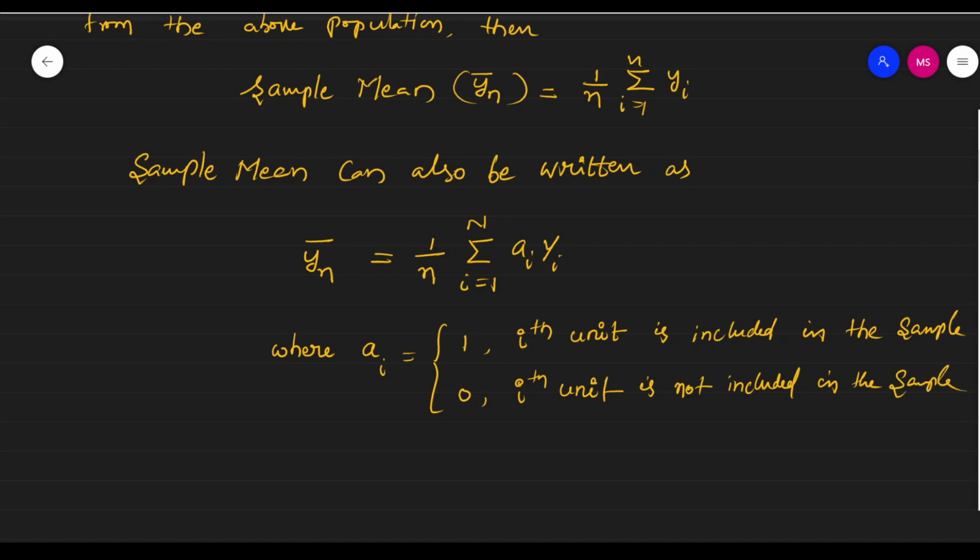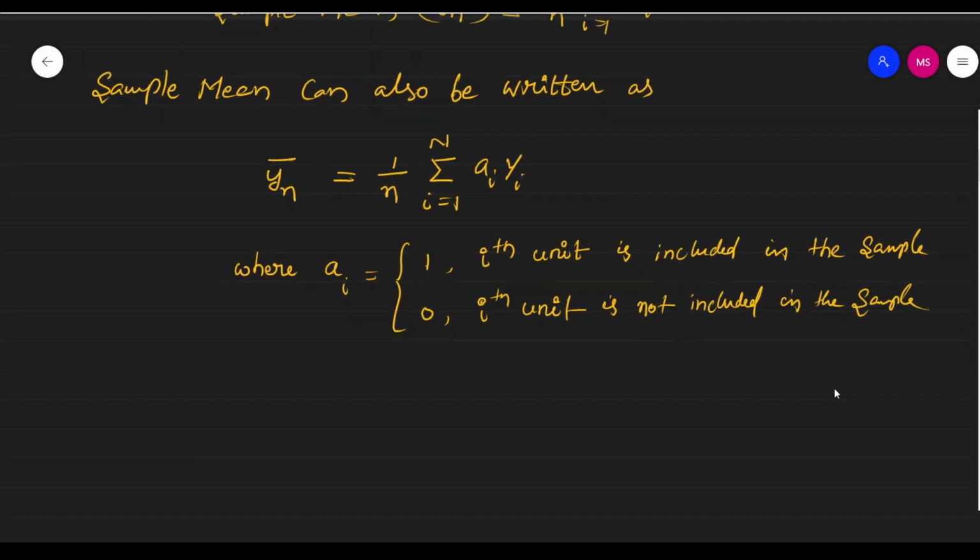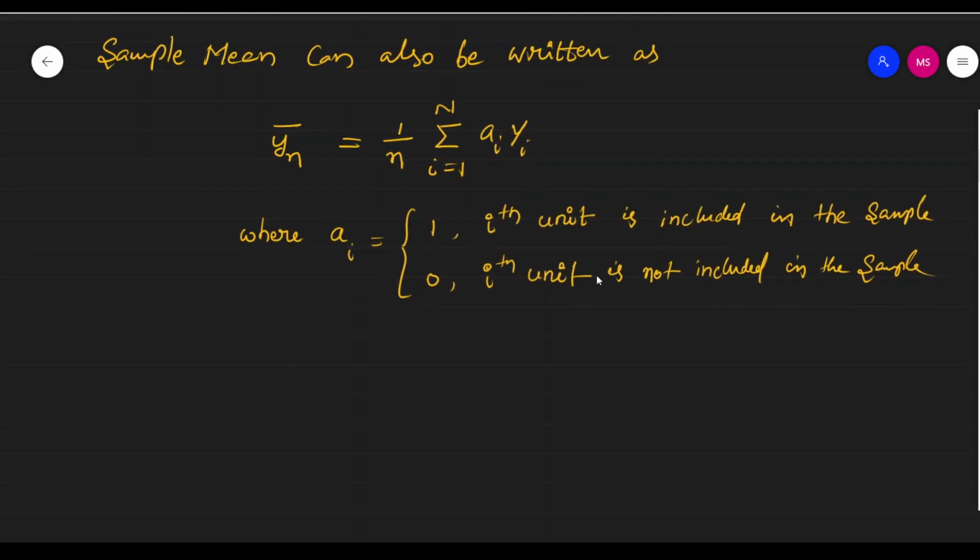If the ith unit is included in the sample, you can take a equal to 1. If the ith unit is not included in the sample, you can take a equal to 0. So the a values are changing, two values. In this case a is a variable and y is a constant value. So a can take two values, 1 and 0. This is one of the formulas.